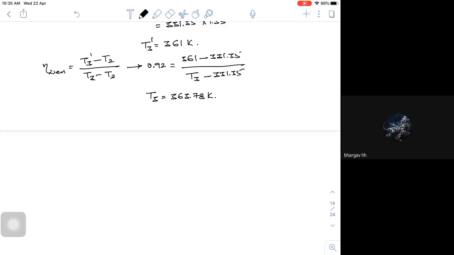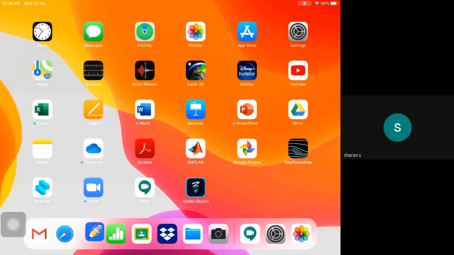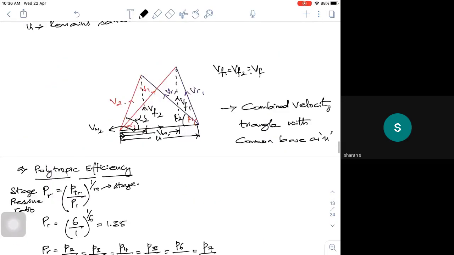So I have to do the same thing. What I'm doing is just writing these values. You can verify this. So for the third stage, if I do that, I will end up with T4 dash is equal to 396 Kelvin. Excuse me, sir, isn't it T4 double dash? Yes, T4 double dash. Okay, fine.